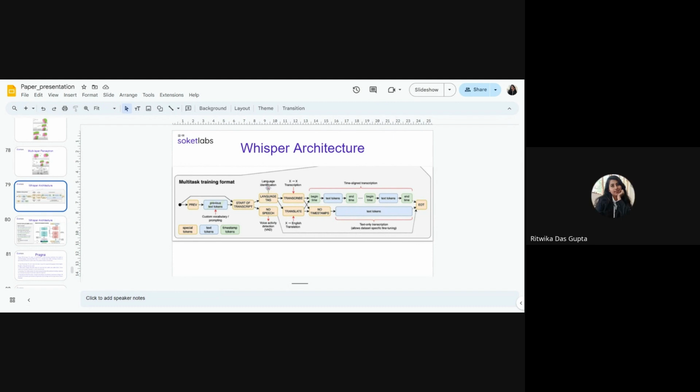How are they giving this language tag? Have they written anything in the paper? No, this is taken as an input from the user itself, either as an input or given as an option for which particular language you want it to be transcribed in.